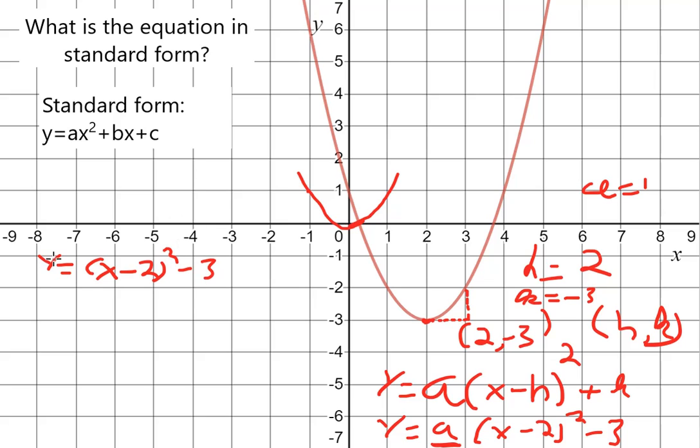Okay, so this is the vertex form. However, we need to find it in standard form. Luckily, it's very easy to find standard form from any of the other forms. The way I'm going to do that is I'm going to distribute.